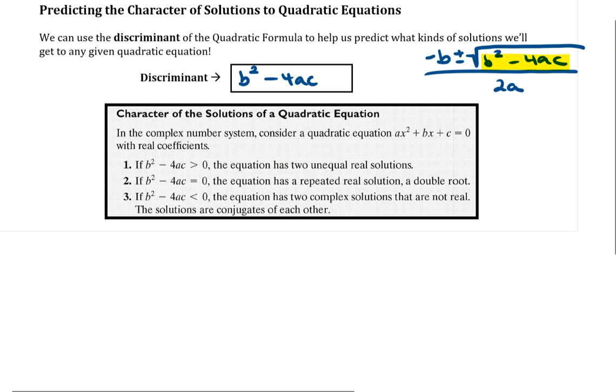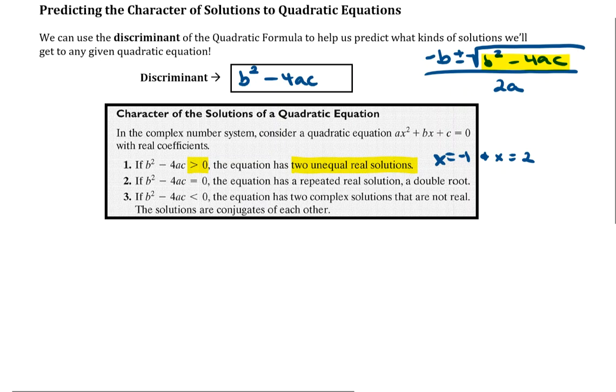There are three cases. The first case is if the discriminant, after plugging in the values of a, b, and c, is positive or greater than 0, then we will know ahead of time that the equation is going to have two unequal real solutions. For example, you might have x equals -1 and x equals +2. That's what we consider two unequal real solutions. They're both real numbers, and they're obviously not equal to each other.